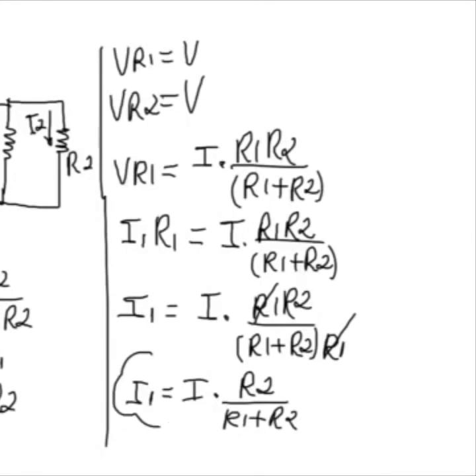Getting to the final equation, which allows us to find the current running through the resistors R1, and the same concept can be applied to find the current I2 running through the resistor R2. This way, we are able to calculate the current split in the circuit.